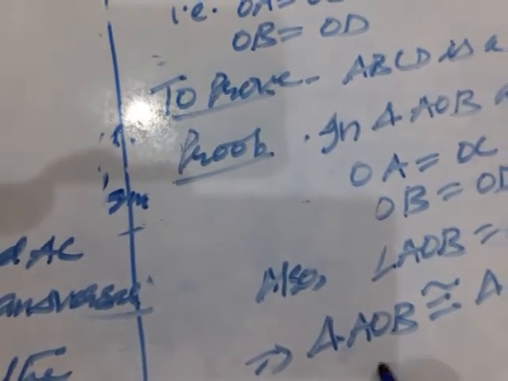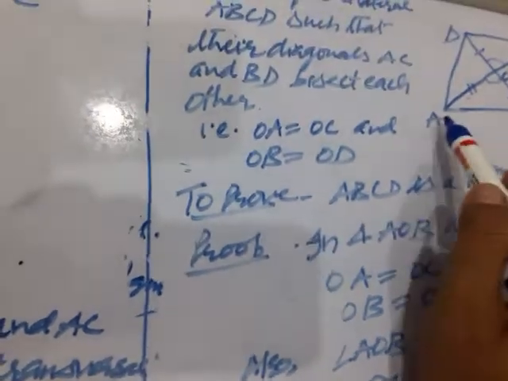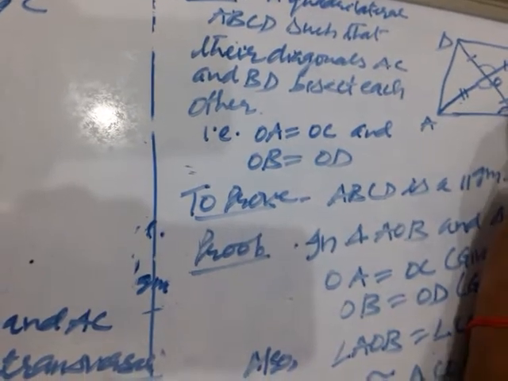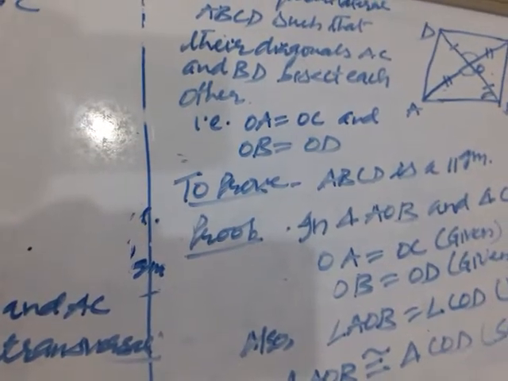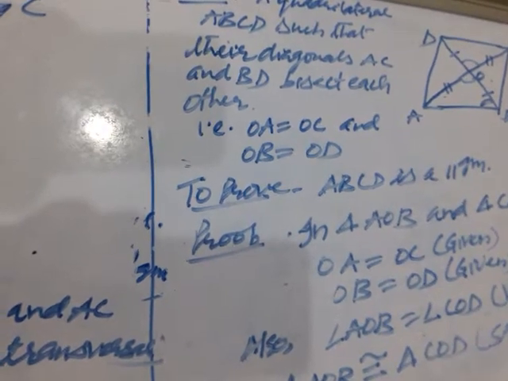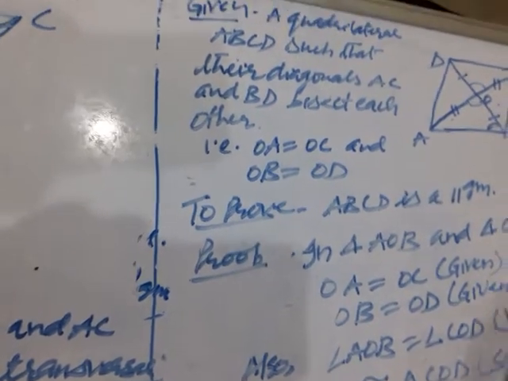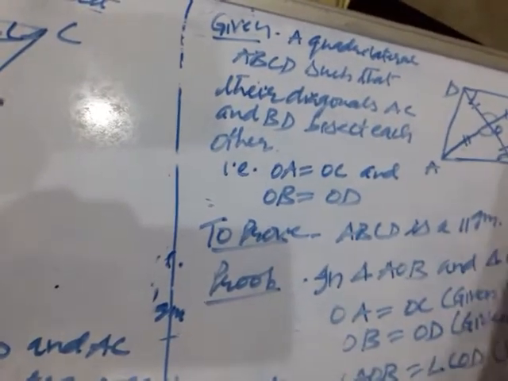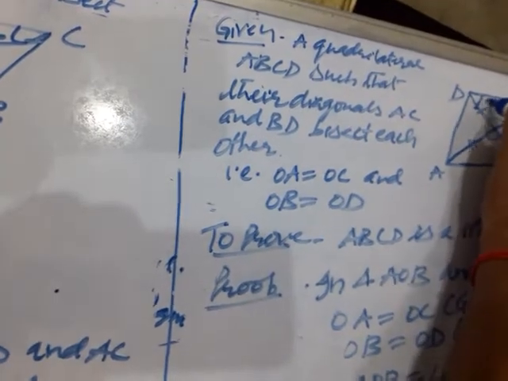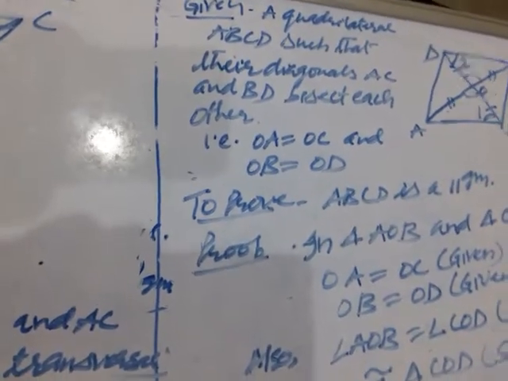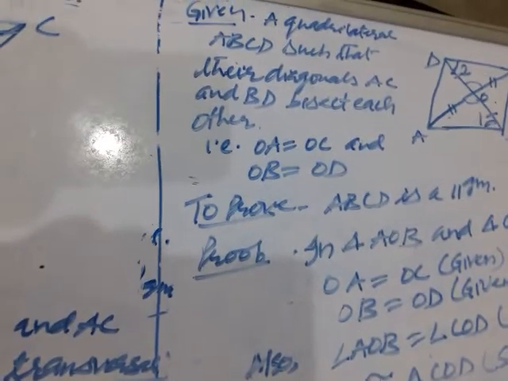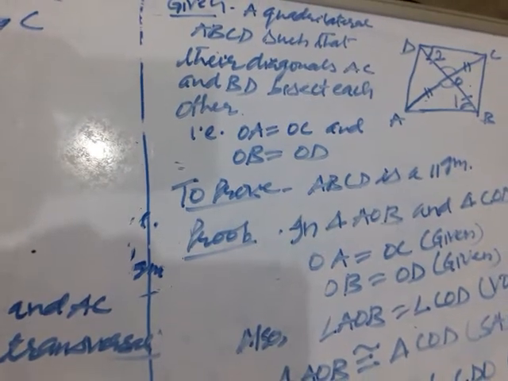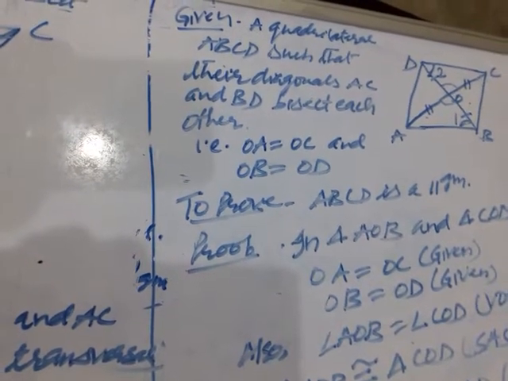This implies that what? This implies that angle ABO is equal to angle CDO. Which one? Angle CDO means this angle. Clear that, children? Let it be angle 1 equal to angle 2. You can write it down, that is, by CPCT, you can write down angle 1 equal to angle 2.